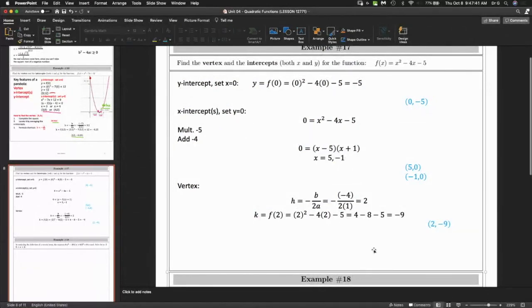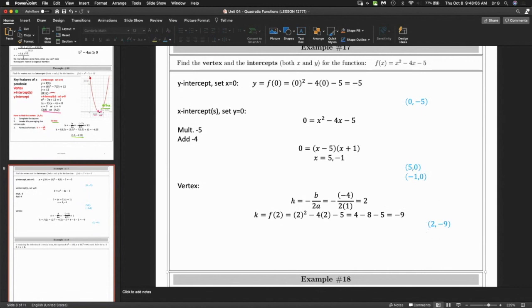Thank you, Yazan. So those are the features of the graph. If you went and plotted this function on a grid, you would get a parabola. It would open up, and it would exhibit all of these characteristics. It would cross the y-axis here. It would cross the x-axis there, and the vertex would be that.